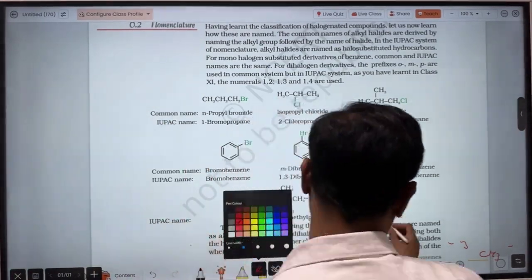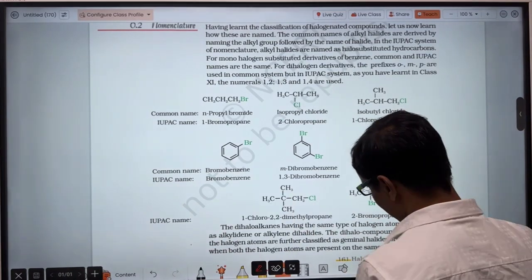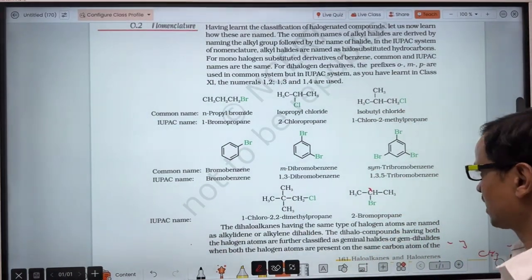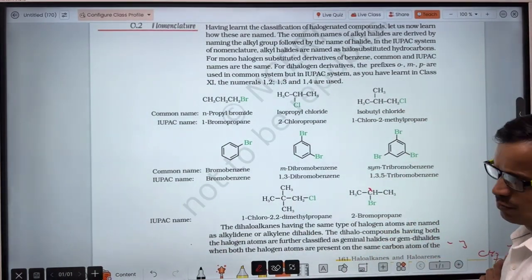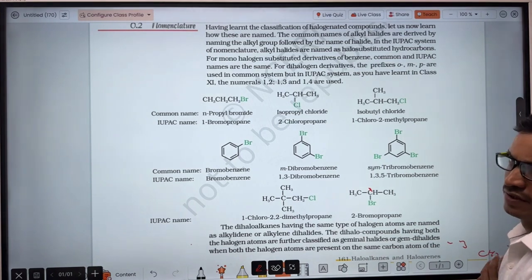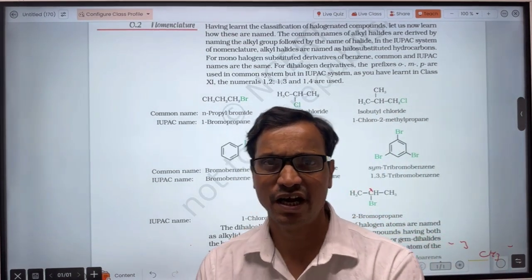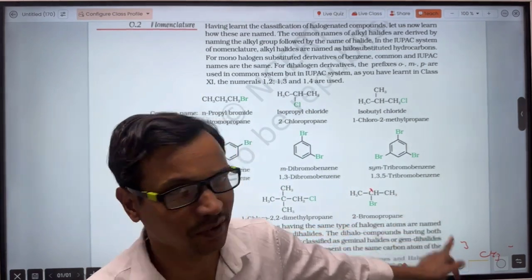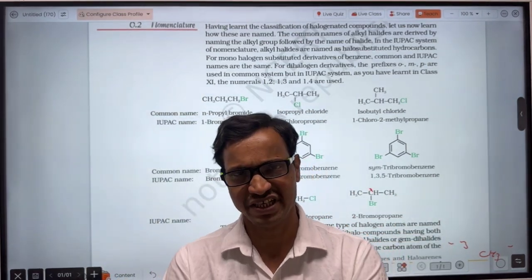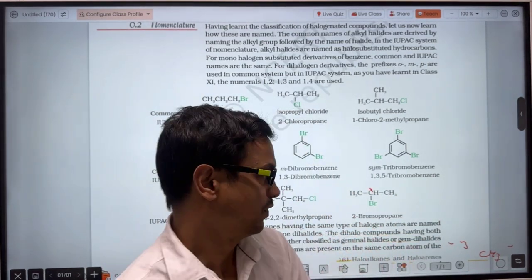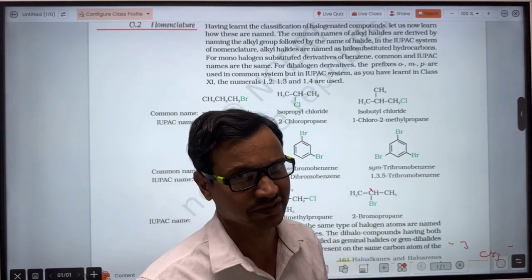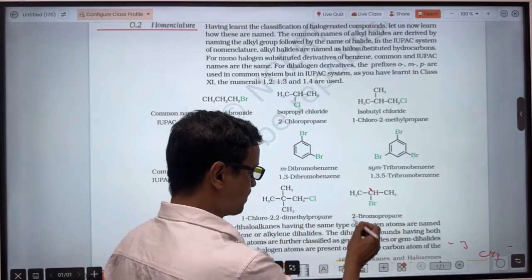Now let's see about this carbon. Bromine is bonded to this carbon atom. So this carbon atom must be included in the main chain. So you will have to select that chain. During the IUPAC nomenclature of this compound, you will have to select that chain which must include this carbon atom. So the chain may be this one.